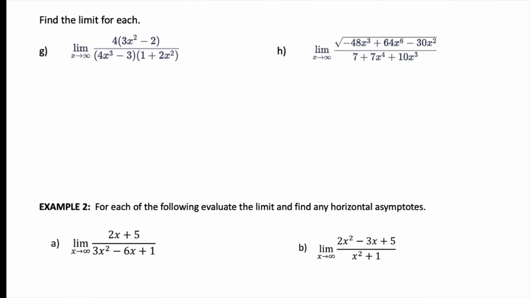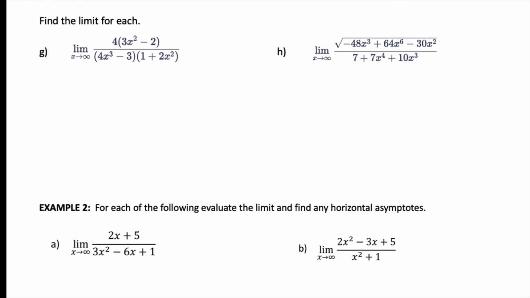So when I do this, the top, you can distribute. It doesn't hurt. So I'm going to get 12x squared minus 8. But the bottom, I'm not going to multiply. I'm not going to multiply the whole thing because I'm only concerned about the degree. So if I was to multiply these two binomials, what would the degree be? X to the fifth.